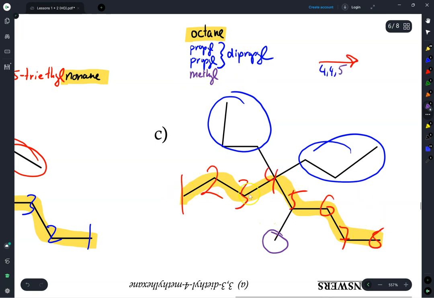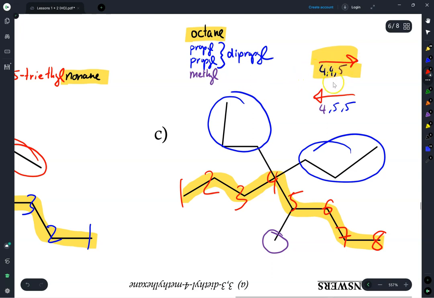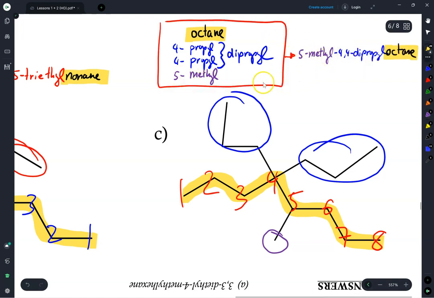Choosing to count from left to right gives you address numbers of 4, 4, and 5, while going right to left gives you address numbers of 4, 5, 5. Since the second column is the one with the first difference, and 4 being the lower number, we choose left to right as our counting direction, resulting in the address numbers of 4-propyl and 5-methyl. Putting it all together, M comes before P, so it's 5-methyl-4,4-dipropyloctane, with hyphens separating numbers from letters, commas separating numbers from numbers, and no gaps between letters and letters.